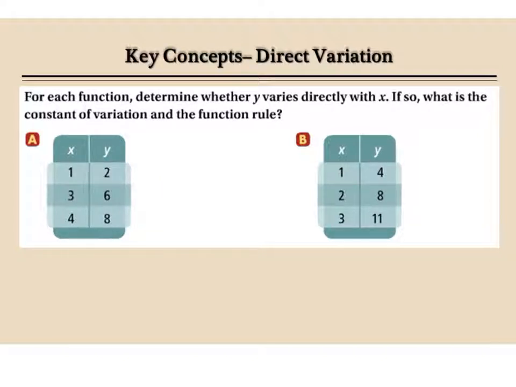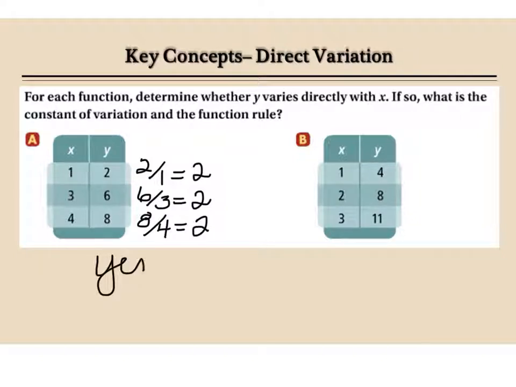So we're going to start with A, the one on the left, and we're going to put y over x. So I've got 2 over 1, which is 2, and then 6 divided by 3, which is 2, and 8 divided by 4, which is also 2. So, yes, that is a function, and our constant of variation is 2. That means every time I take x and multiply it times 2, I get y.